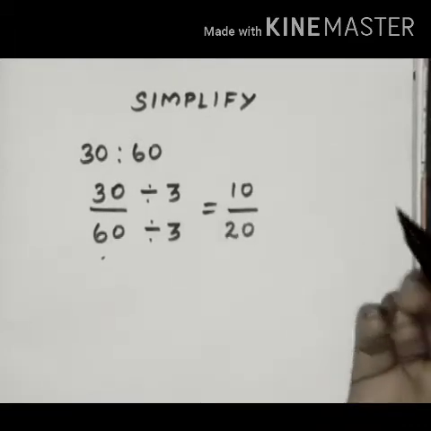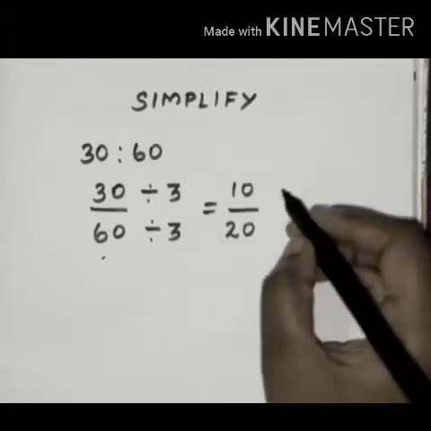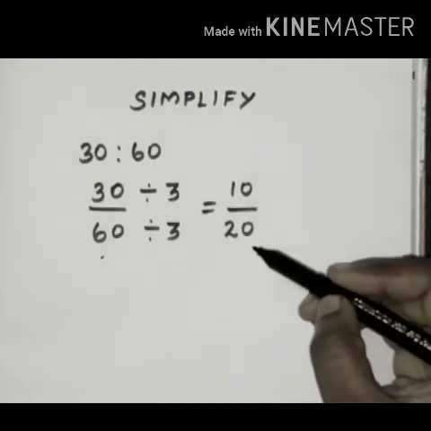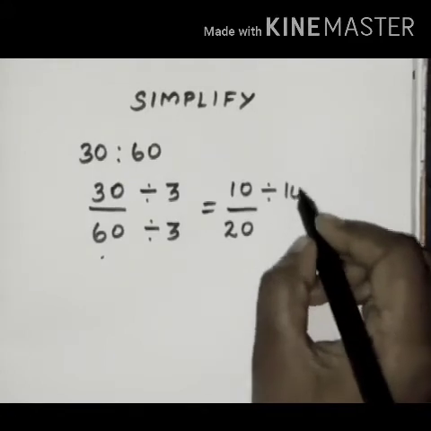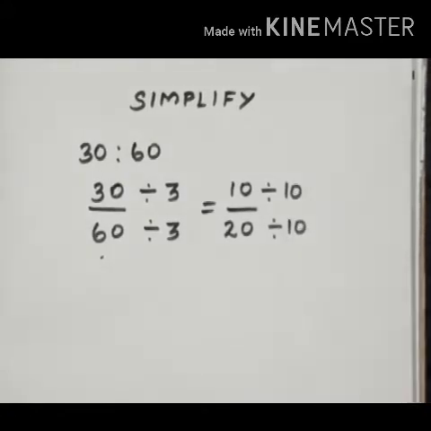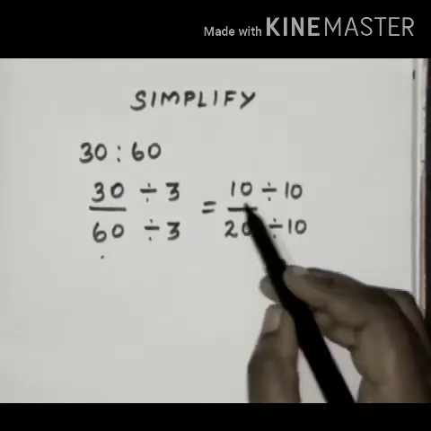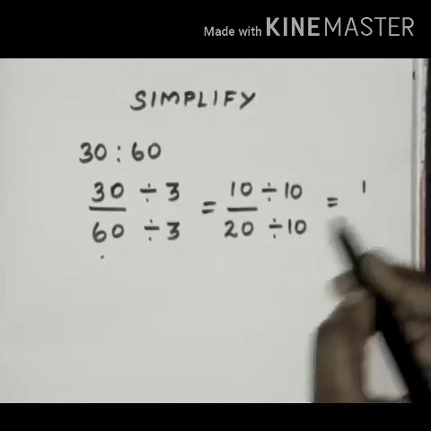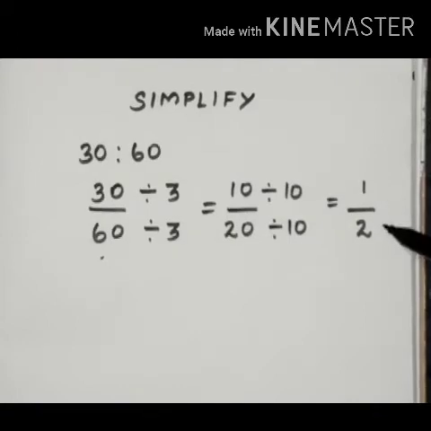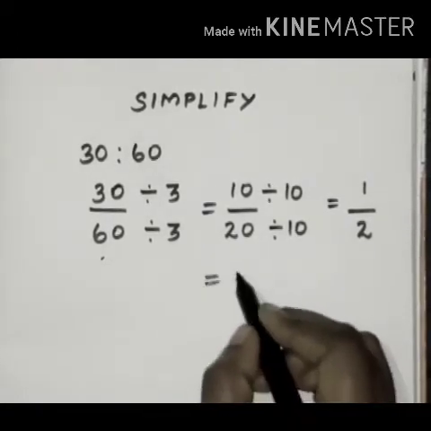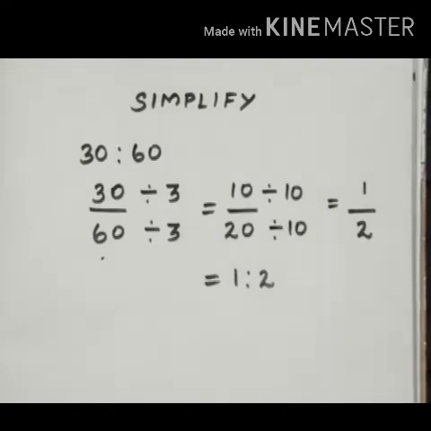20. Then one more time you have to simplify it, because 10 and 20 are divisible by 10. So you have to divide by 10. 10 divided by 10 is 1. 20 divided by 10 is 2. 1 by 2. Further we can't simplify it. 1 by 2, you have to write it as 1 is to 2.